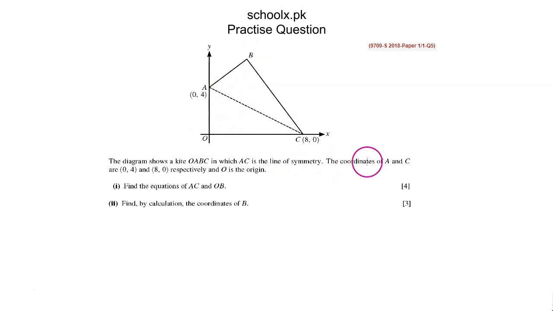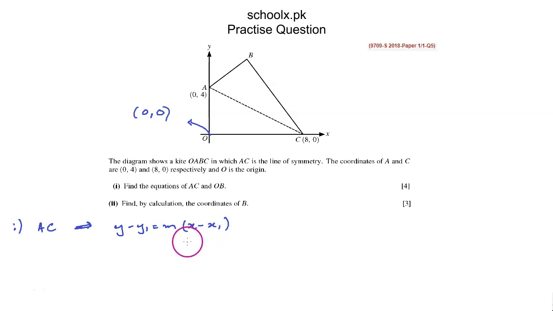Alright. So the coordinates of A and C are 0, 4 and 8, 0 respectively, and O is the origin, so O is 0, 0. Find the equations of AC and OB. Part 1. First of all, let's find the equation of AC. The formula for finding the equation is y minus y1 equals m into x minus x1.